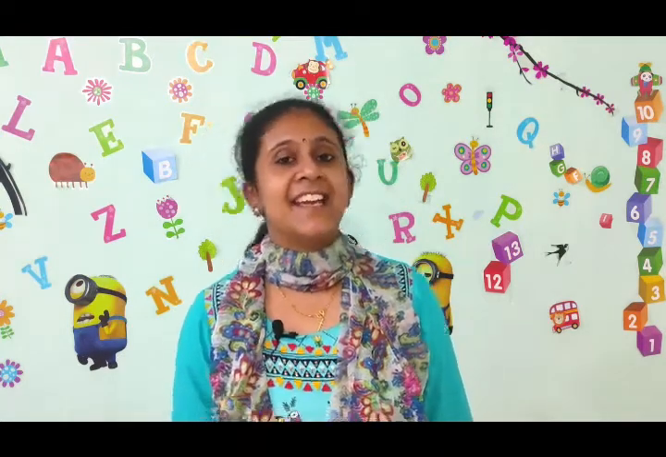Children, are you all sleepy? Come, let's sing a rhyme. We'll sing ABCD rhyme. A, B, C, D, E, F, G, H, I, J, K, L, M, N, O, P, Q, R, S, T, U, V, W, X, Y, Z. One more time. A, B, C, D, E, F, G, H, I, J, K, L, M, N, O, P, Q, R, S, T, U, V, W, X, Y, Z.